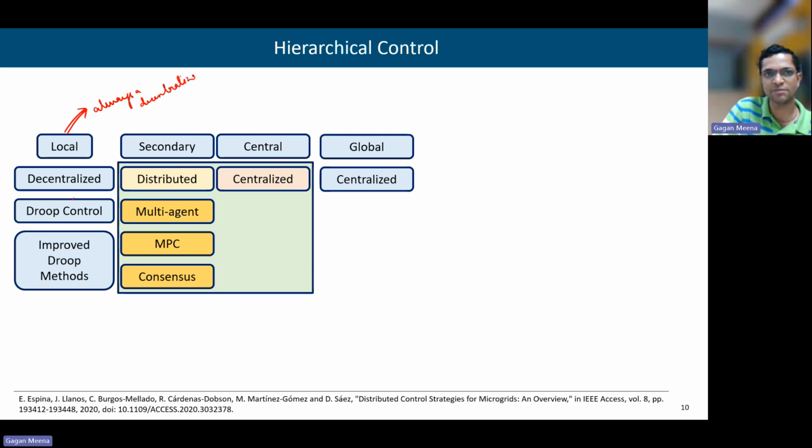Local control is specific to that particular generator or distributed generator. Then global is always a centralized control, because its aim is to control the key variables throughout the network. And for that, it needs the information of each and every element, each and every microgrid in this case. And the secondary and central controls can be distributed or centralized.